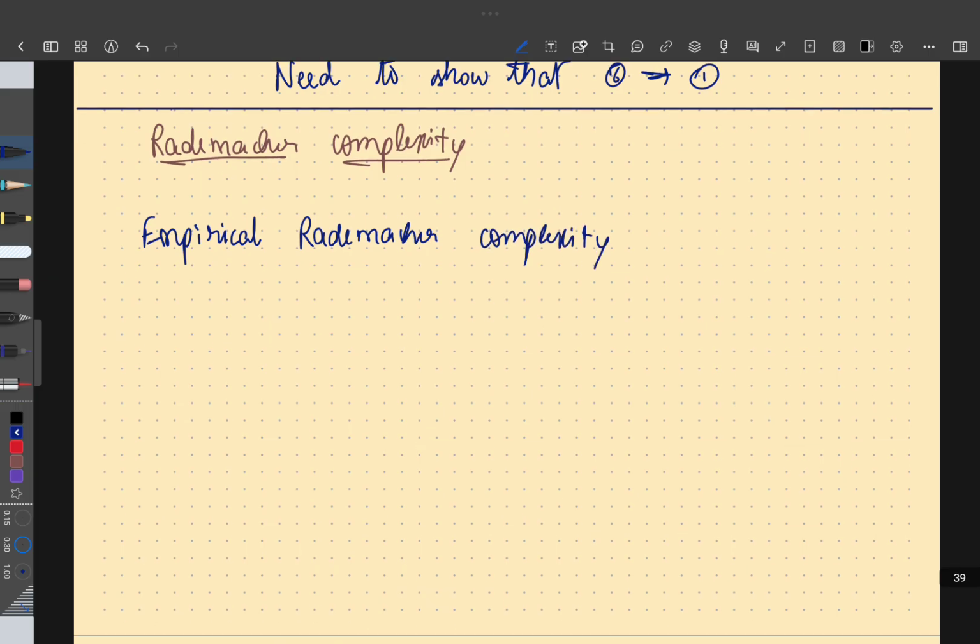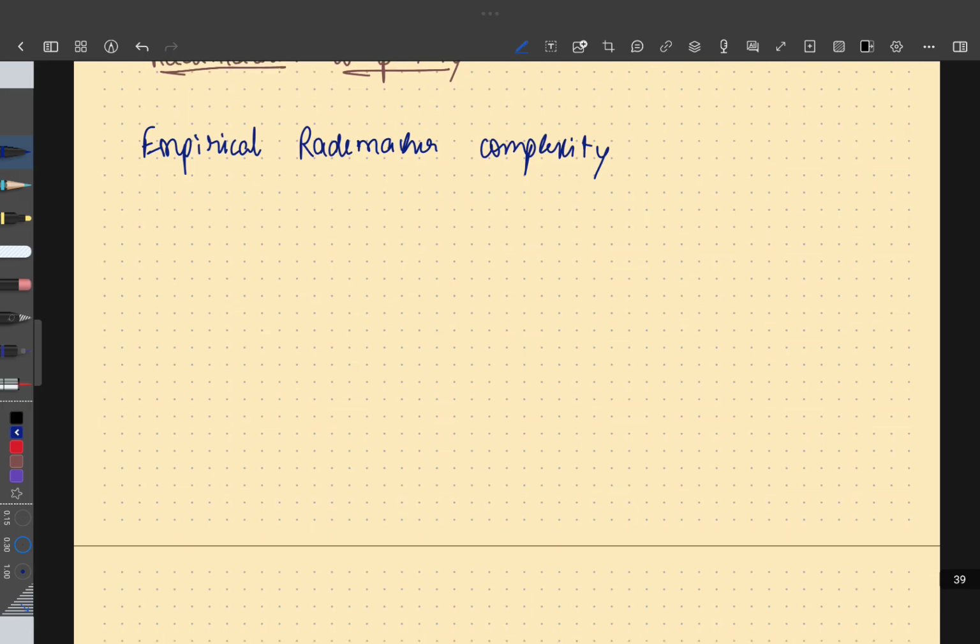So the empirical Rademacher complexity, which I'll denote RC subscript S, and I'll have a hat to denote that it's something empirical. The subscript S denotes that it depends on the data set S. And of course, this depends on the hypothesis class H. Implicitly, this also depends on the loss function, but I'm not indicating that explicitly.